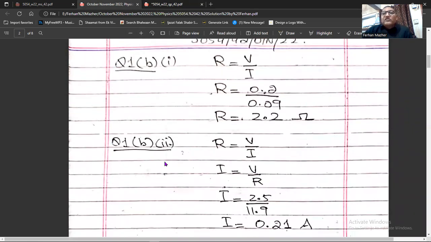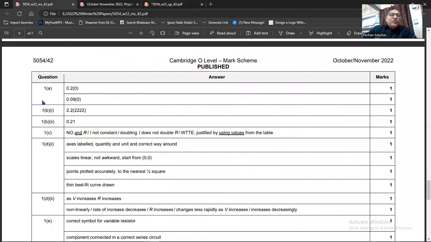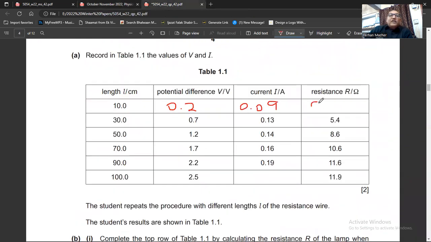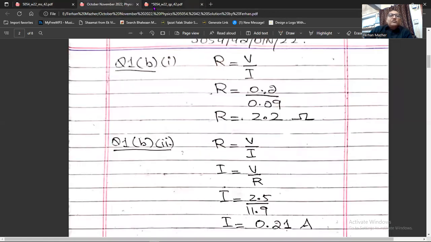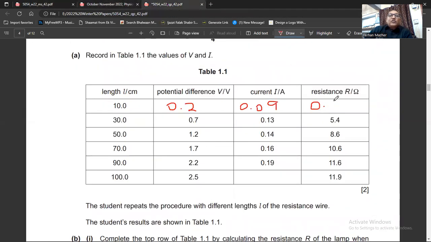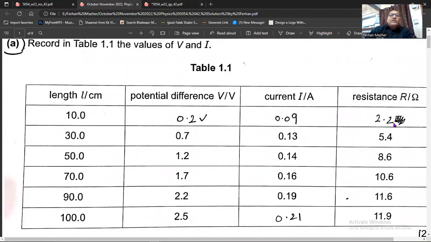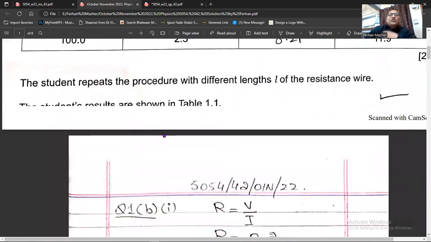When you divide this, you get 2.2 ohm. 2.2 ohm is the right answer. So in the table, I will write the answer, 2.2 ohms. So your table will show 2.2 ohm.